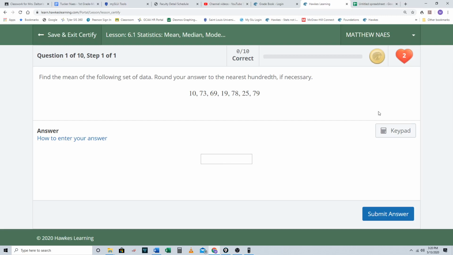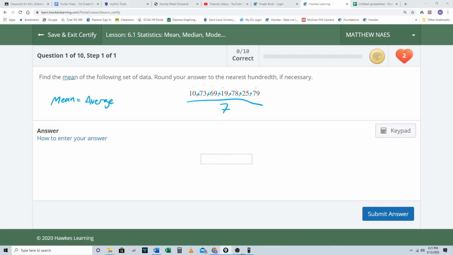Most of you know, let me write this down. Most of you know, or at least you should be somewhat familiar, that mean is the word average. Most people use the word average, but what they're really doing is finding the mean. Which means we add them all up, and then we divide by how many numbers there are: 1, 2, 3, 4, 5, 6, 7. So divide by 7, and that's all you do.